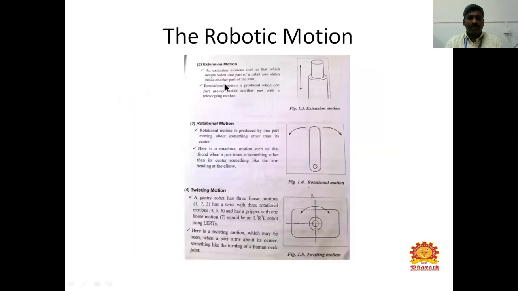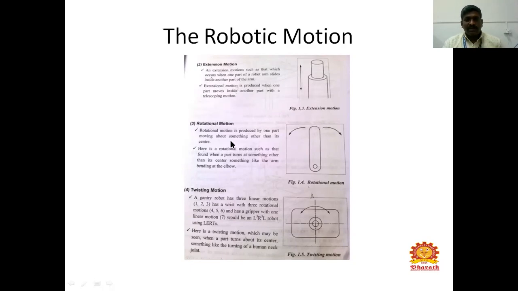Next one is the extensive motion. Extension motion is like a cylindrical shape, and within the cylindrical shape there is another link. The extension motion occurs when one part of the robot arm slides inside another part of the arm, a telescoping motion. The link comes out from that cylinder. That is the extension motion used in the robot.